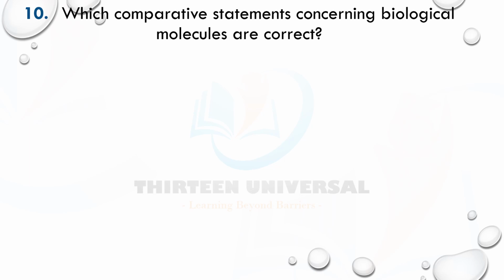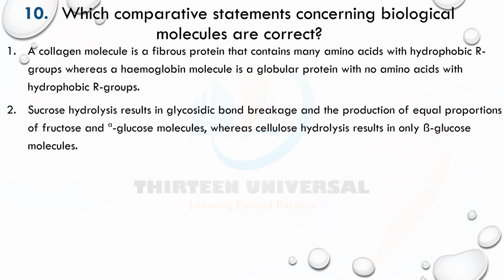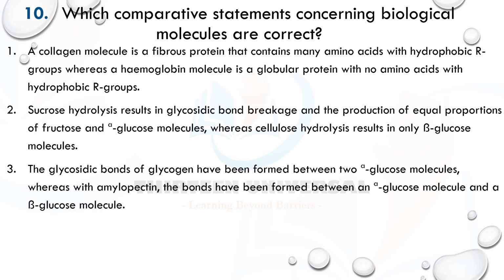Which comparative statements concerning biological molecules are correct? That's number 1, number 2, number 3. So which one do you think? A, B, C, or D? Look at it. There's a collagen molecule is a fiber. Yeah, this is correct. It's a fibrous protein, a structural protein that contains many amino acids with hydrophobic R groups. With hydrophobic R groups. Okay.